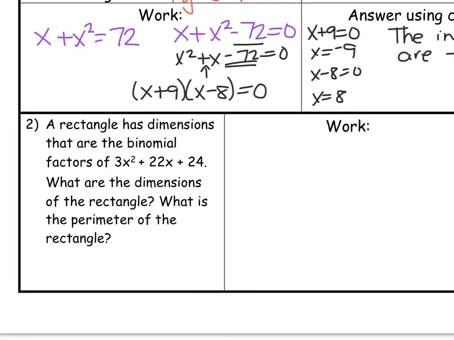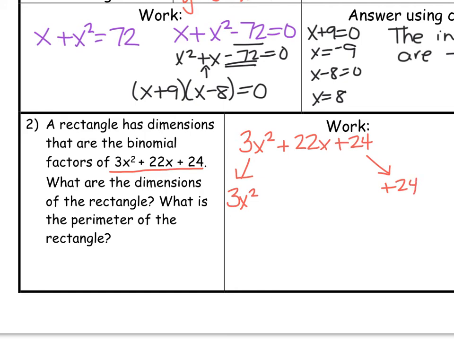Okay, let's take a look at the last word problem. A rectangle has dimensions that are binomial factors of 3x squared plus 22x plus 24. So the length and the width are the factors of 3x squared plus 22x plus 24. So we need to factor 3x squared plus 22x plus 24. And keep in mind from yesterday's notes, first term goes down here, last term goes over here.